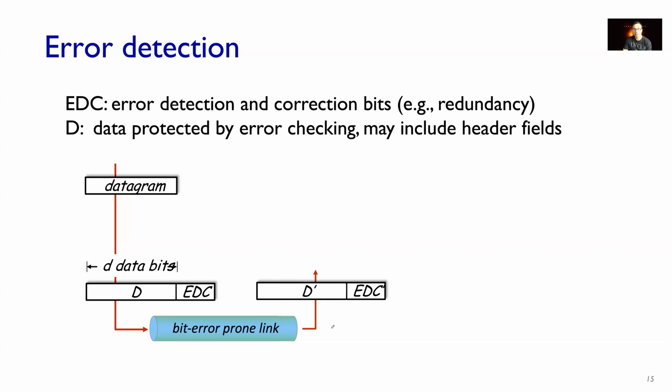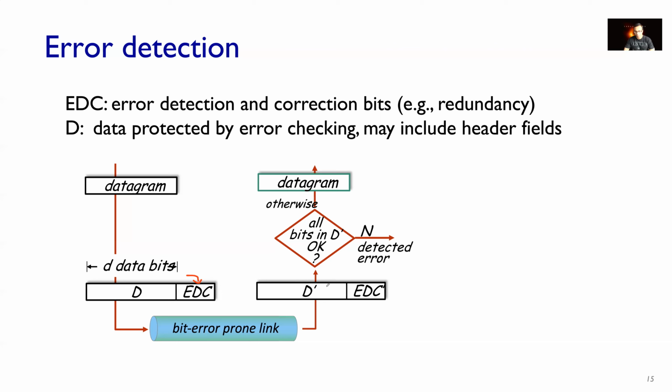What pops out at the other side is what we refer to as D prime and EDC prime. Potentially either of these or both of these could have bit errors. We can't assume that the EDC bits cannot be corrupted. That is not a fair assumption, because if the link induces errors, it can induce errors anywhere in the frame. Then we need to implement some algorithm, which first determines how these bits are created. Based on that, this algorithm will look at both these parts and try to infer if there was any bit error or not.